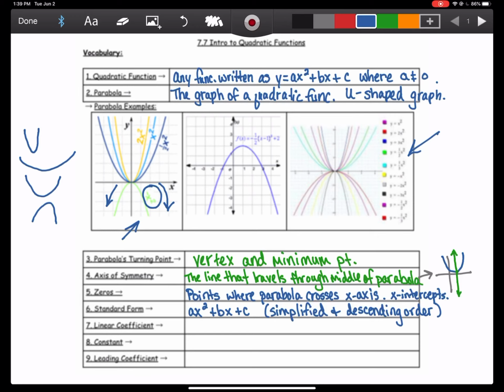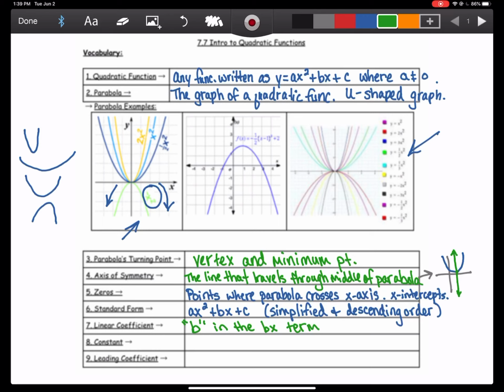Okay, linear coefficient. Let's switch back to a different color. So the linear coefficient, if you think about the standard form, ax squared plus bx plus c, the linear coefficient is actually the b, so the number that b represents in the bx term. That's what we're going to write. That's a pretty short and sweet way to do it.